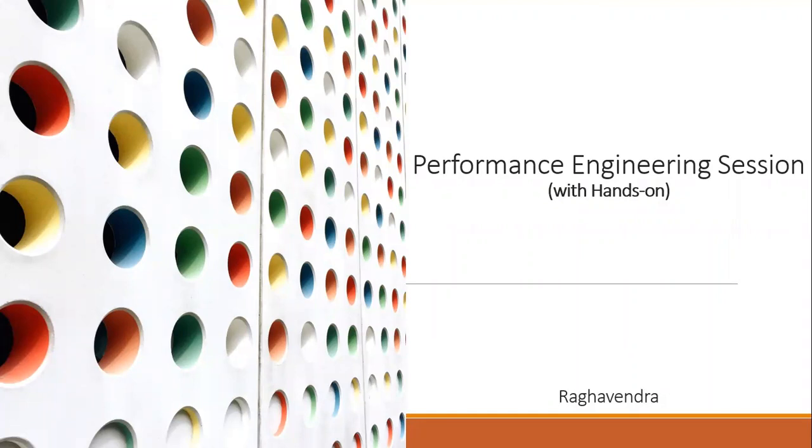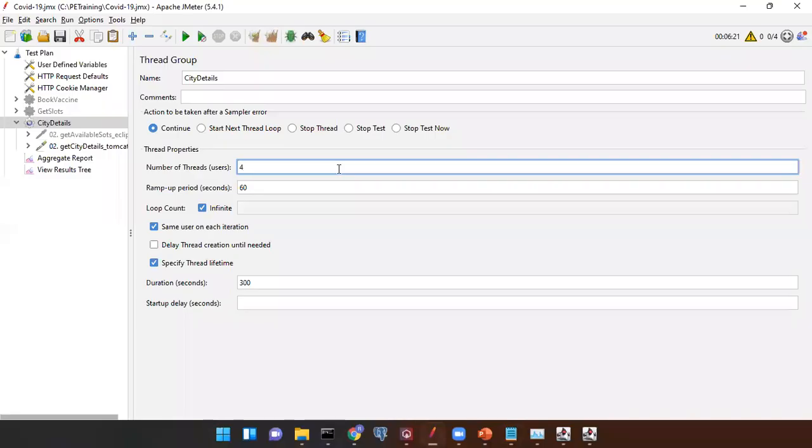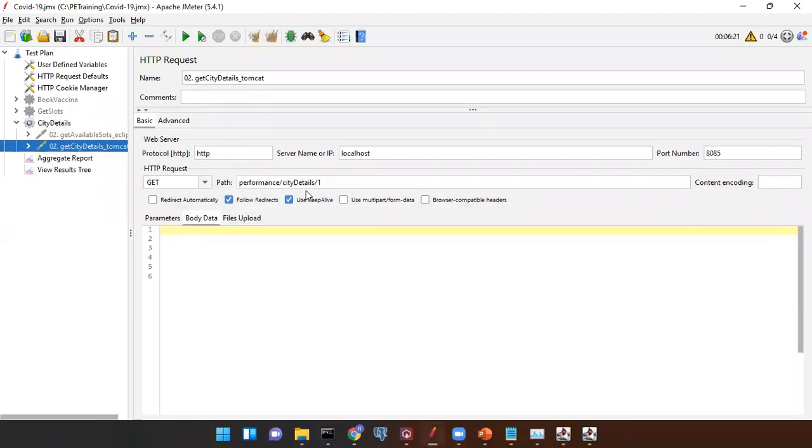In this session, we'll discuss the performance of an API, get city details. As we know, we use JMeter to generate a load on the application. Here we can see the API, get city details, and this is the endpoint. Basically, this API returns the details of the city.